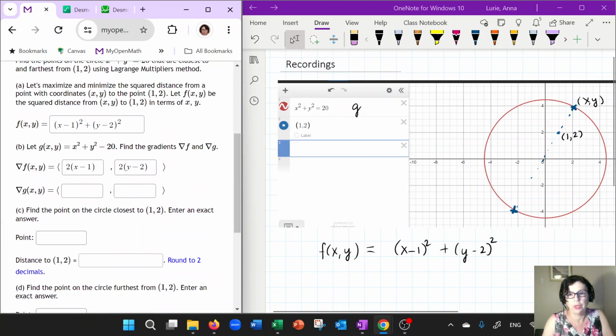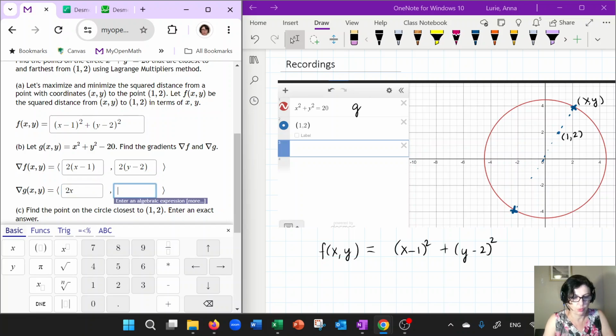Now for the g function, which is x squared plus y squared minus 20, we usually want to keep everything on the left and 0 on the right, which is the constraint. The gradient of g is just going to be 2x and 2y.